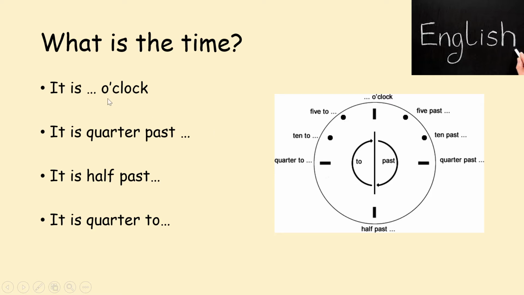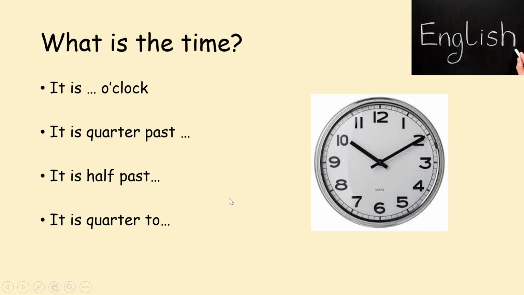So, it is something o'clock. It is quarter past something. It is half past something. It is quarter to something. If you saw this on a digital clock, this would end with 2 zeros. This would be 15 because the hand would be here. Half past, it would be 30 because it's 30 minutes into the hour. If it were quarter to, it would be 45 because it's 45 minutes into the hour, or is 15 minutes away from the next one.